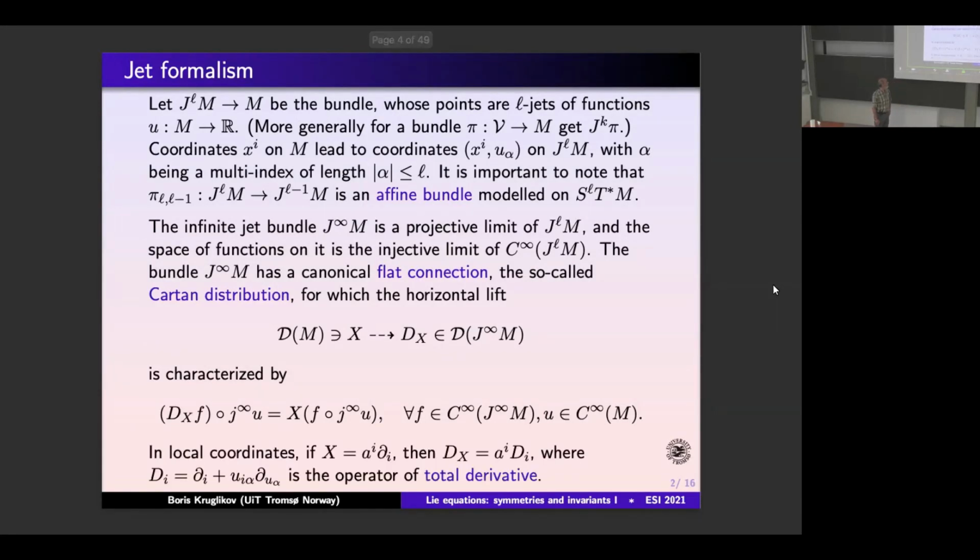And if you'd like to see formulas in coordinates, that's actually simple. So if X is a^i ∂_i summation, where a^i are coordinates on the base, then here's the lift. D_X will be a^i D_i, where D_i is the total derivative. And that's an infinite summation, and those are the formulas. And this iα is just you add i to the multi-index α, it becomes one longer. And in general, operators of total derivatives will have the same form, but now the coefficients can depend on jets, unrestricted.